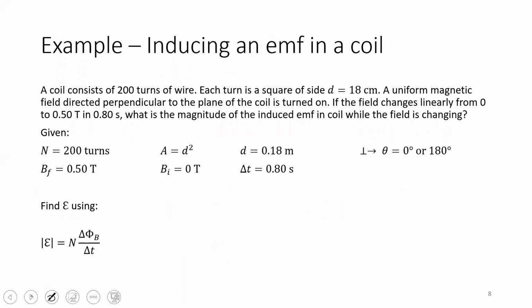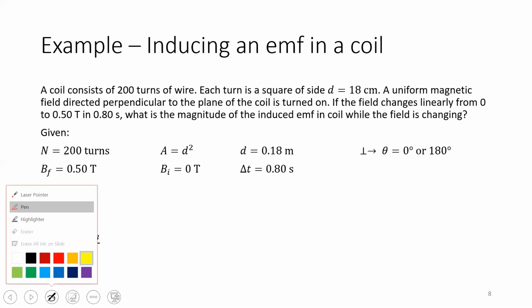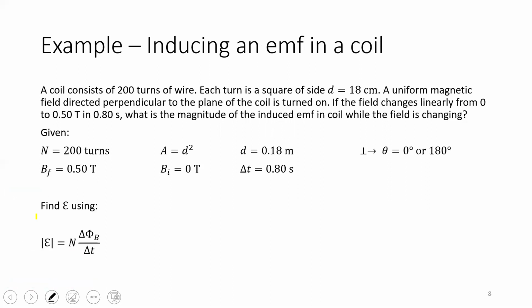Okay, so how about an example of how we would use Faraday's law of induction? So in this example, we have a coil that consists of 200 turns of wire. Each turn is a square of side 18 centimeters. Then they tell us a uniform magnetic field is directed perpendicular to the plane of the coil and it's turned on. If the field changes linearly from 0 to half a Tesla in 0.8 seconds, what is the magnitude of the induced EMF in the coil while the field is changing?